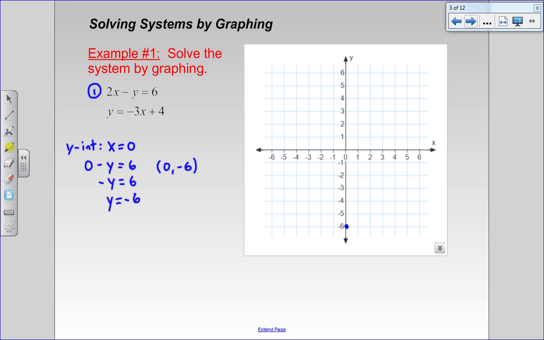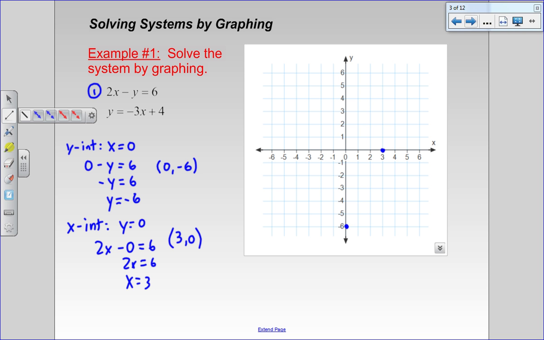To find the x-intercept, we set y equal to 0 in our equation. In this case, we would have 2x minus 0 equals 6, or 2x equals 6, and dividing both sides by 2, we obtain x equals 3. So the x-intercept is the point 3, 0. Now we can use those 2 points to form the graph of our line.